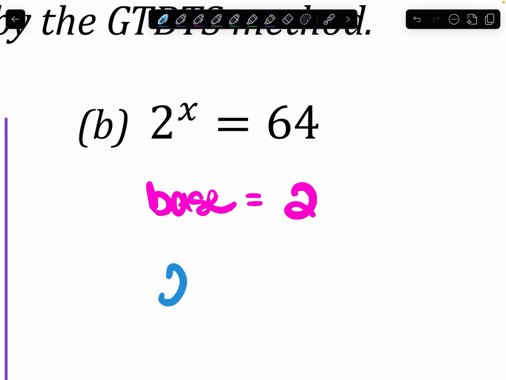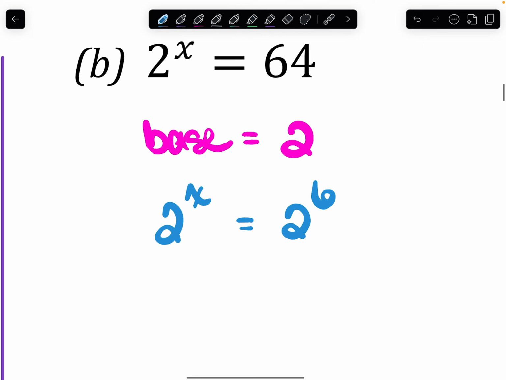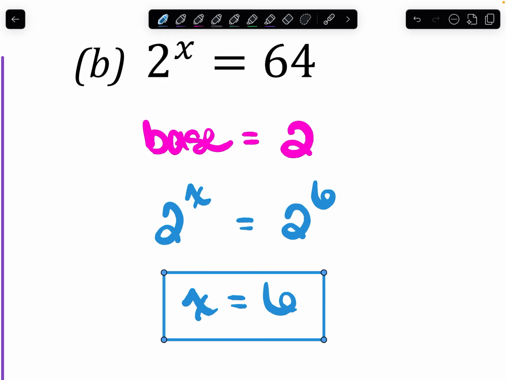So left side, 2 to the x. Right side, 64. If you're unsure of your powers of 2, you can try 2 to the third is 8, 2 to the 4 is 16, 2 to the 5 is 32, 2 to the 6th is 64. So now that both the left and right sides are written in terms of the same base of 2, we can ignore those bases and set the exponents equal. Well, that gives us x equals 6. Since x is already by itself, we're finished.